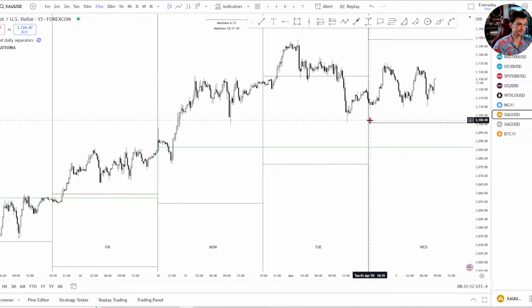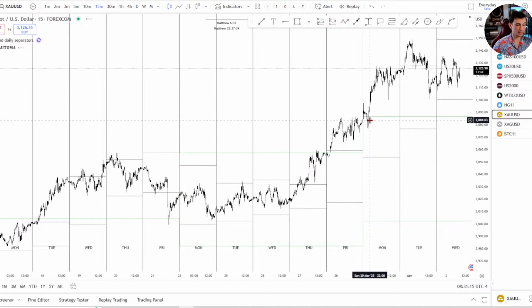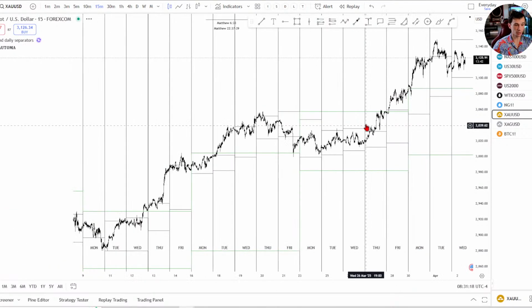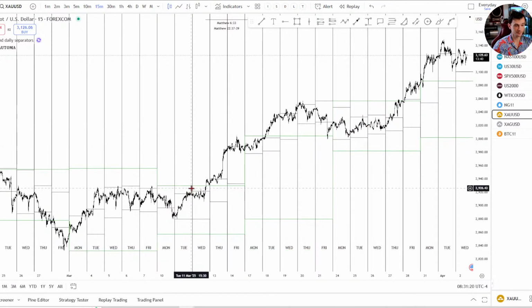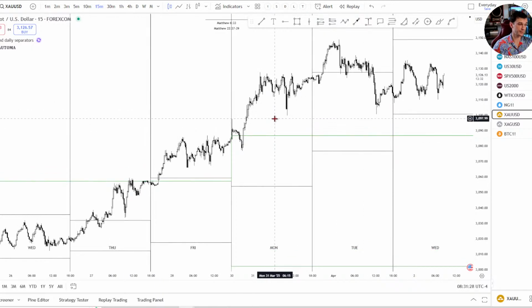All right, gold. The moment I pull this up, we've been going higher, higher, higher. We've been in lift-off mode. Breakout, breakout, breakout. At least 3 weeks, 4 weeks. We broke out this week as well, 4 weeks higher.